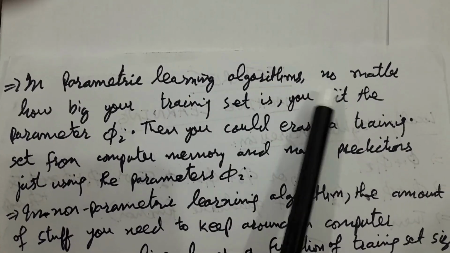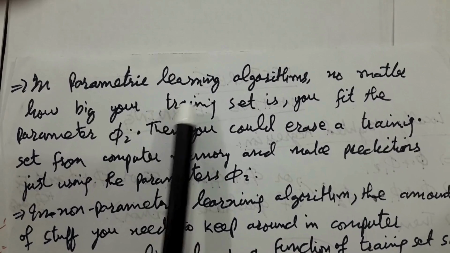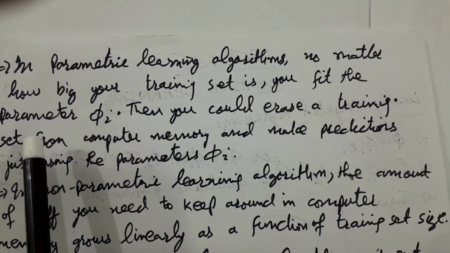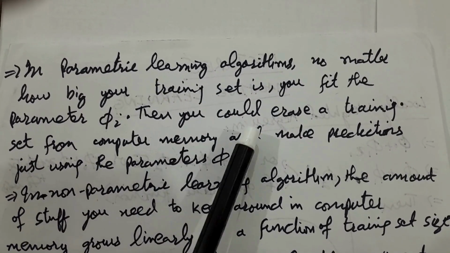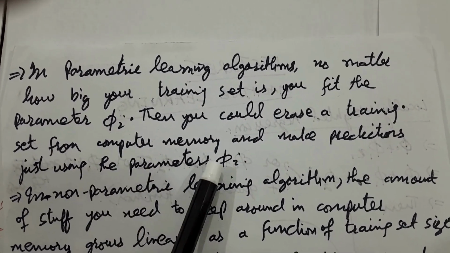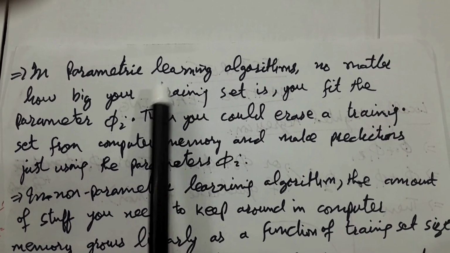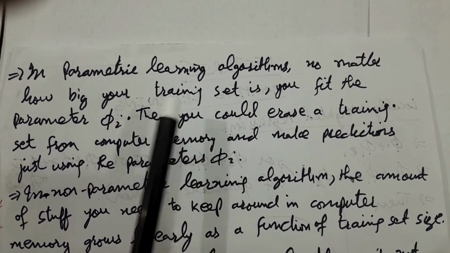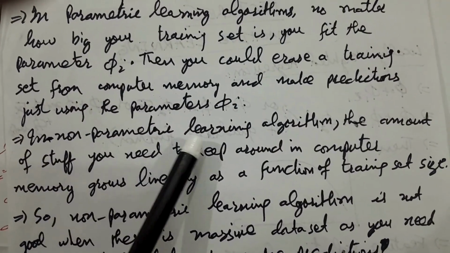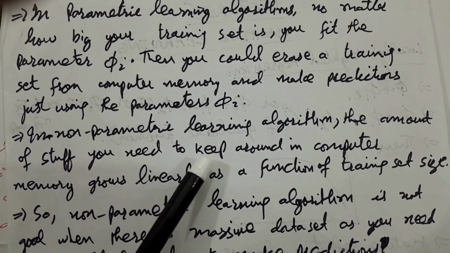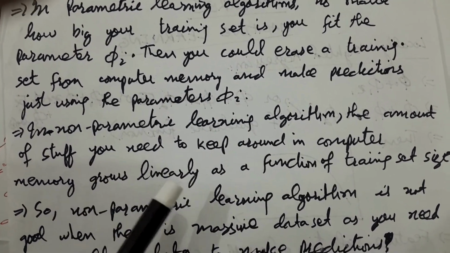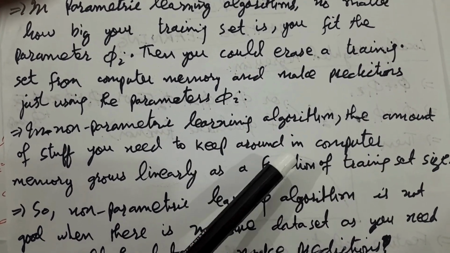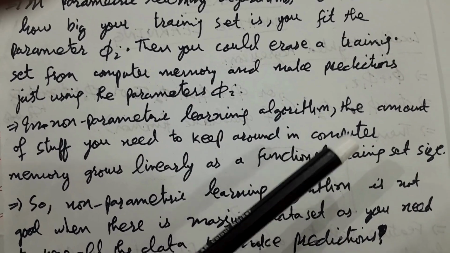In parametric learning algorithm, no matter how big your training set is, you fit the parameters. Then you could erase the training set from computer memory and make predictions just using the parameters phi I. So in parametric learning algorithm, the training set doesn't matter. In non-parametric learning algorithm, the amount of stuff you need to keep around in computer memory grows linearly as a function of training set size. So you need that data in memory till the end of your work.